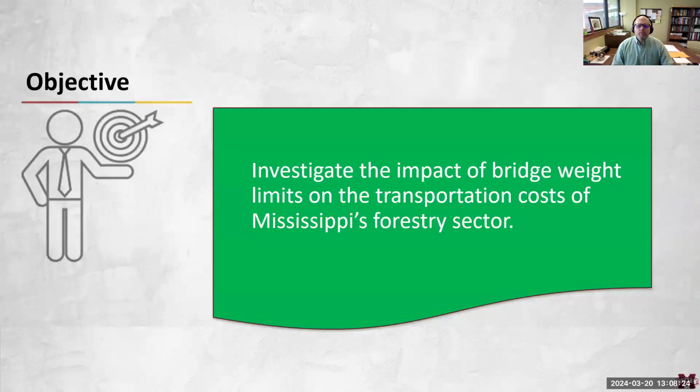So with that backdrop in mind, the objective here will be to investigate the impact of bridge weight limits on transportation costs for the Mississippi forestry sector, particularly the softwood sawmill sector. There are quite a few other mills besides just sawmills in Mississippi and the surrounding southern states, but you have to shrink the problem down to make it manageable initially, and then from there we can build it out and add industries as we so choose.